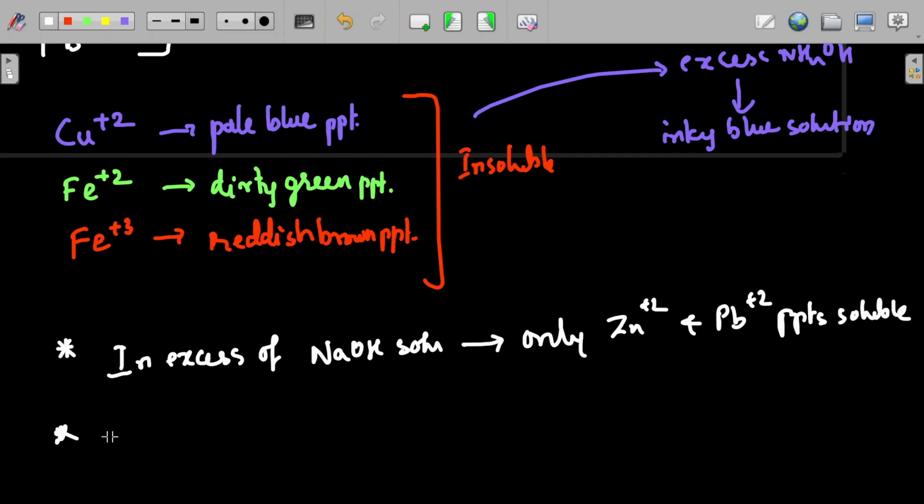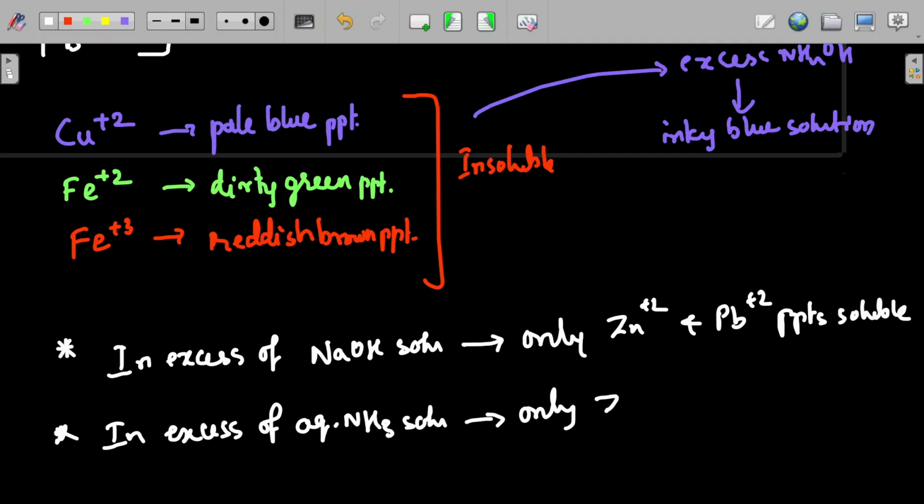Okay, we're talking in excess. In case of excess aqueous ammonia solution, only zinc and copper plus 2 precipitates, whatever initial precipitates are there, they will become soluble. All remaining will be insoluble.